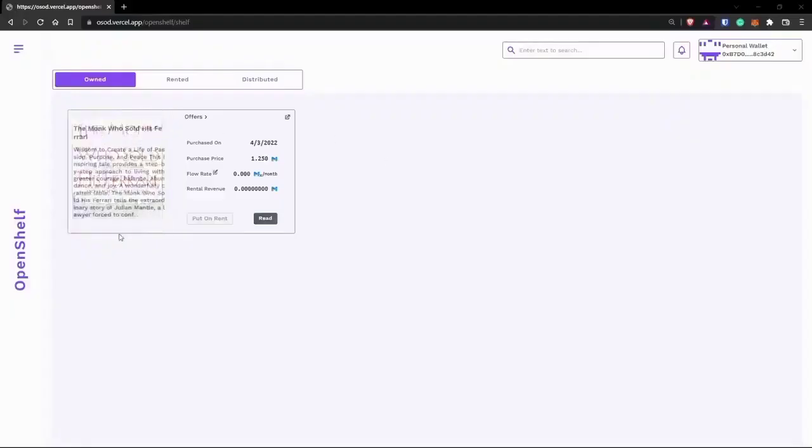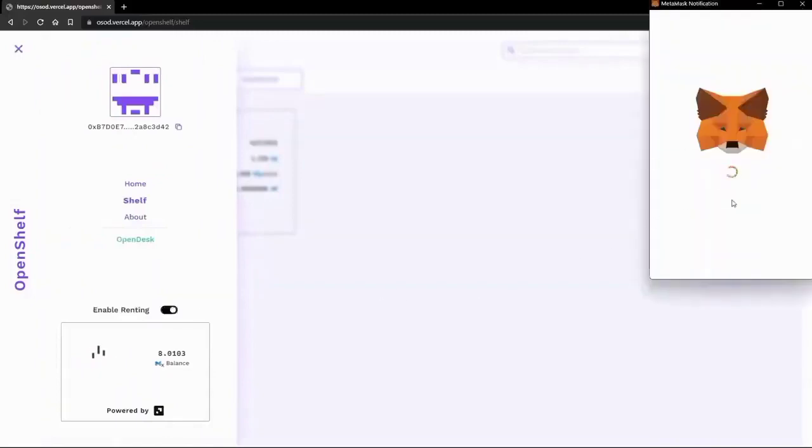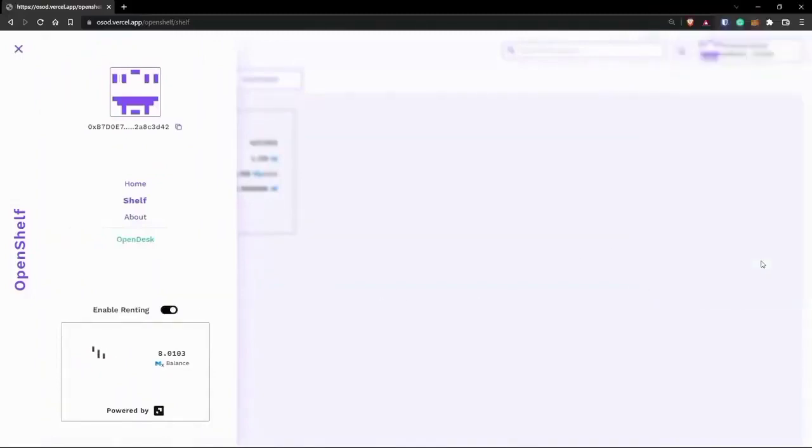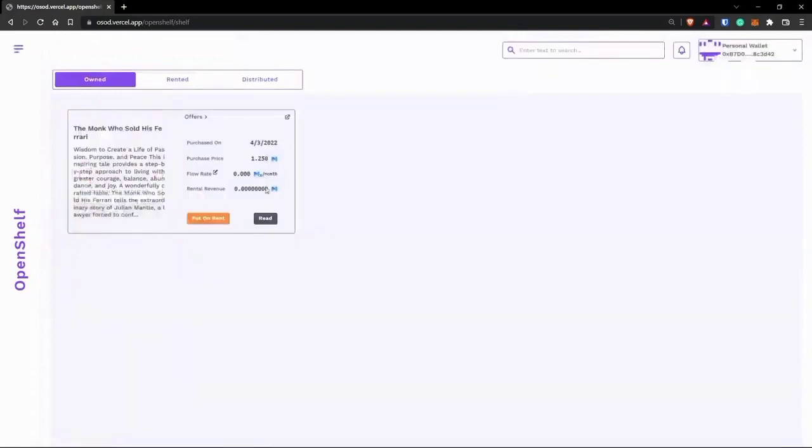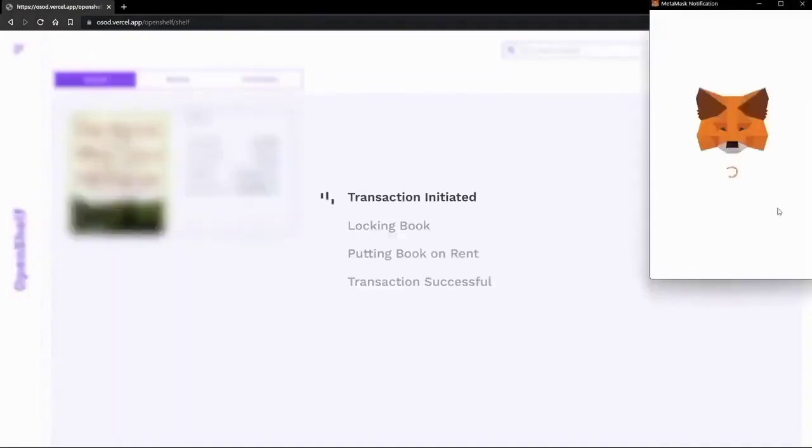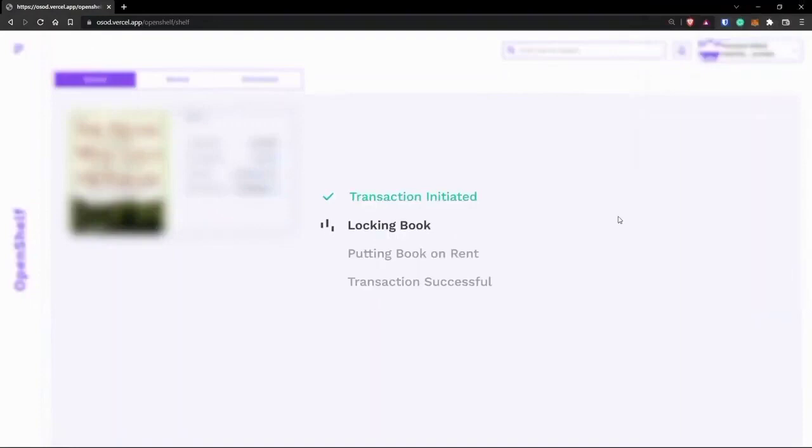Another way for the reader to read the book is through rent. For any user to use the renting of our application, he or she first has to subscribe to our renting model. So the user has subscribed to renting. He can now put the book on rent, setting the flow rate, which is the per-month flow that will be streamed into his account.